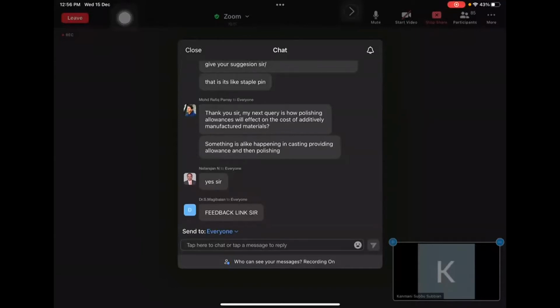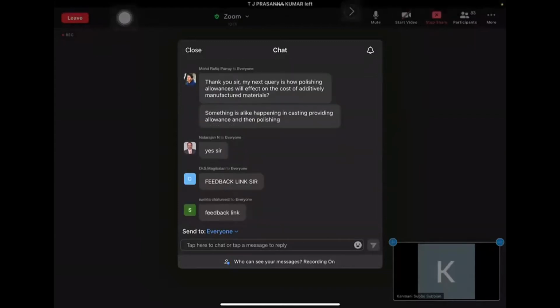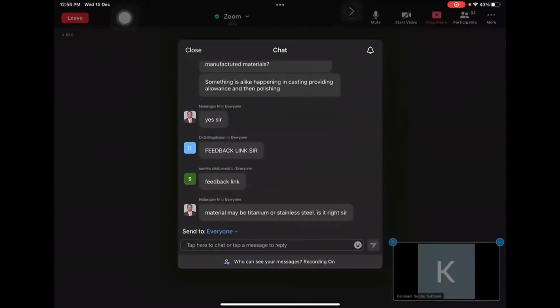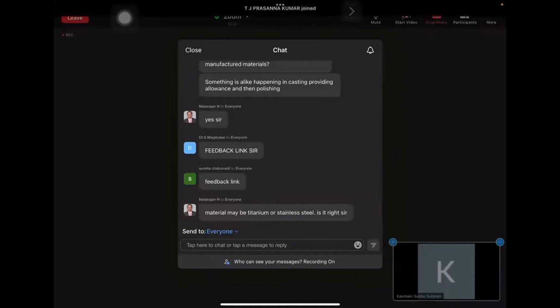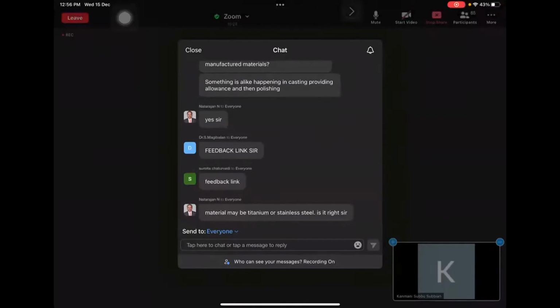So we are targeting the problem from two different angles, which is through machine learning and image processing, and geometrical and mathematical models as well. Our target is to reduce the number of passes of polishing. And for that, I think EDM is doing good as of now. Something like what happens in casting, providing allowance and then polishing. Yeah, it is similar to that.